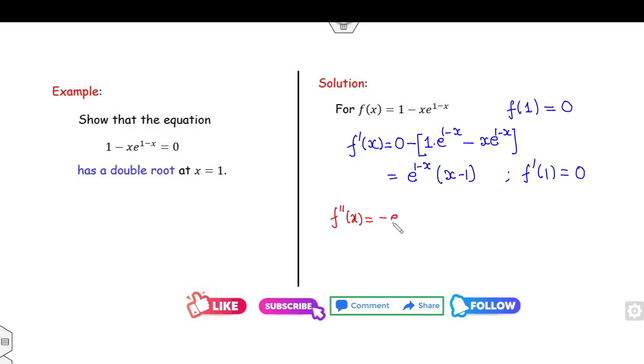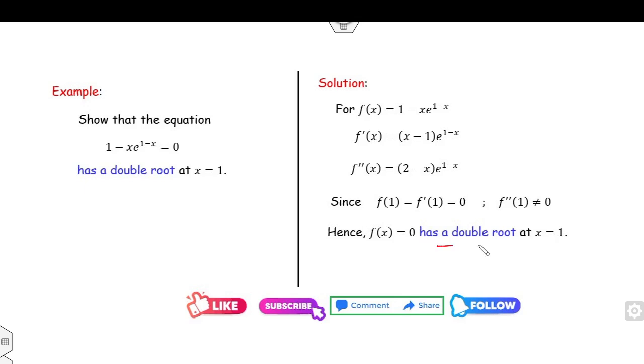Again I can apply the product rule. The first function is e raised to power 1 minus x, and the derivative of 1 minus x is negative, plus e raised to power 1 minus x into 1. So I can take e raised to power 1 minus x common, that will be 2 minus x. Now clearly the second derivative at the point 1 is non-zero. So therefore we can say f(x) has a double root. So this is the way you can check the multiplicity of the function.